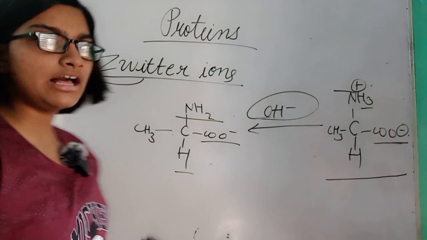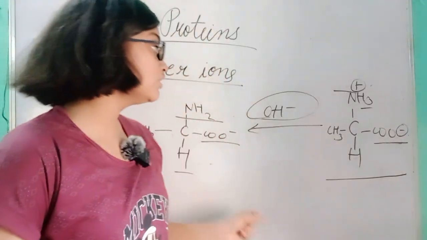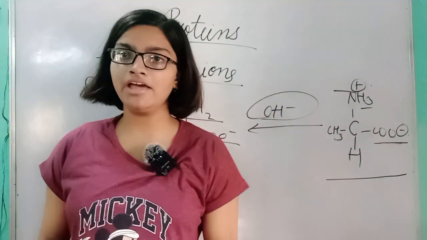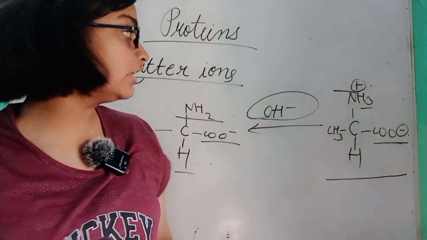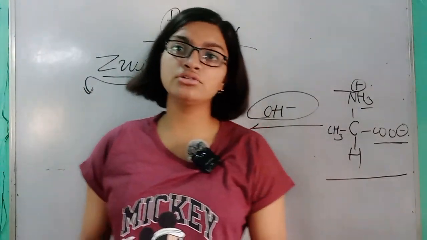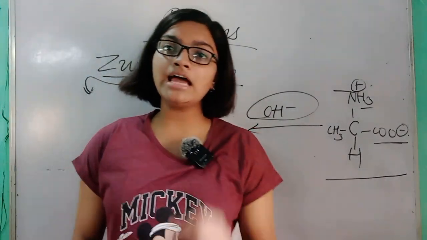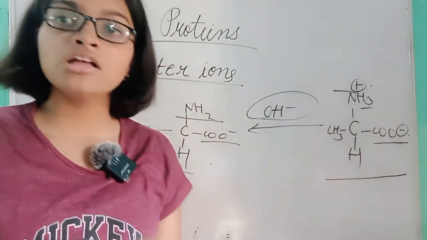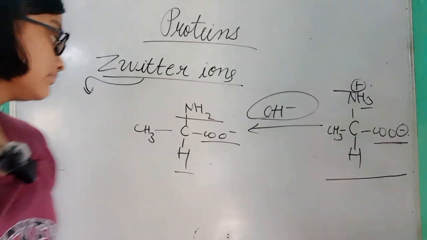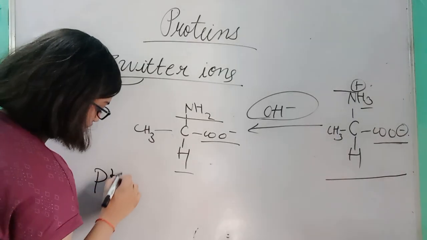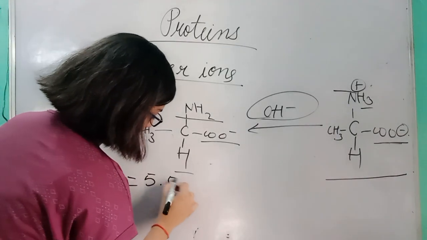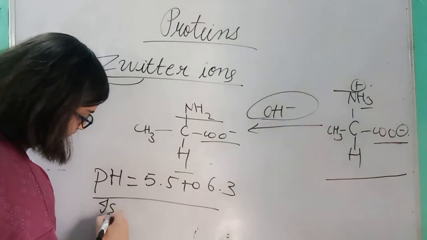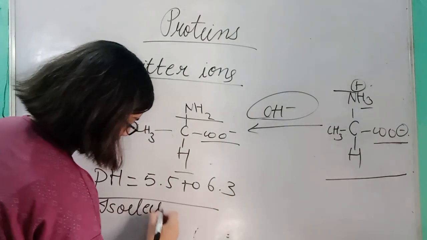And on passing the current, the positive one will migrate towards the cathode and the negative one will migrate towards the anode. At a particular pH, it will migrate neither to the cathode nor to the anode. That particular pH will be termed as the isoelectric point, which ranges from 5.5 to 6.3. That means its pH value is ranging from 5.5 to 6.3.